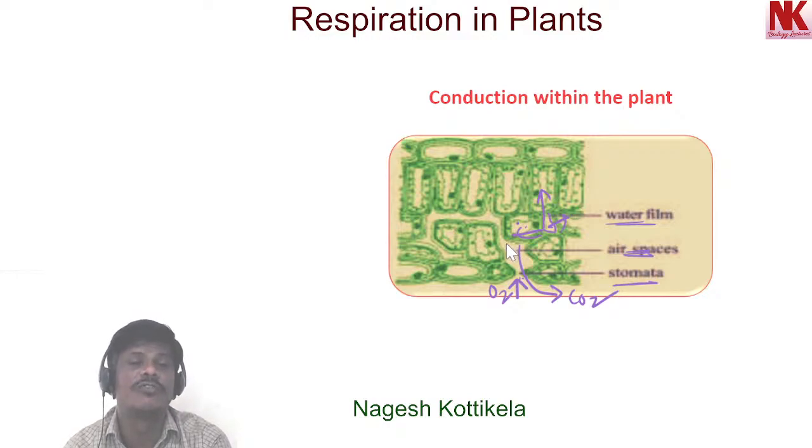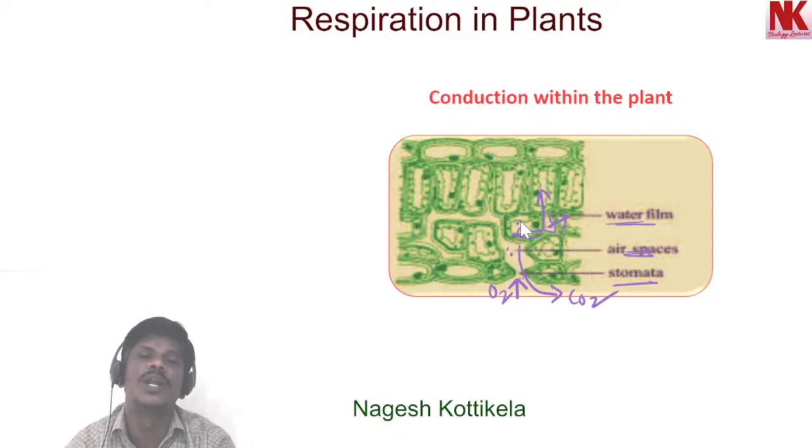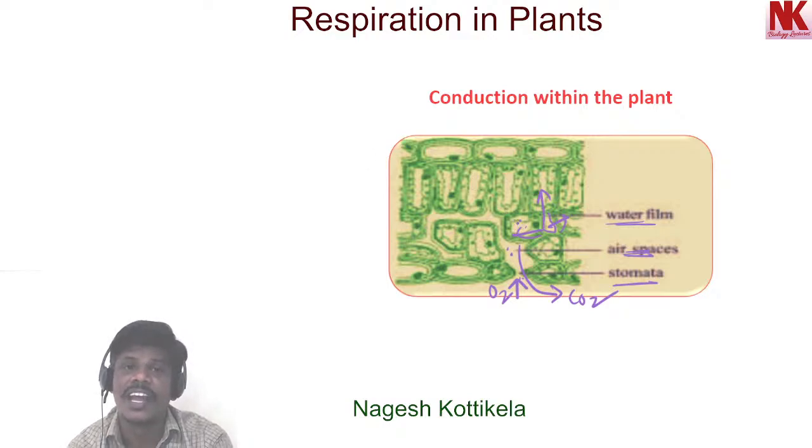Gradient means difference in concentration. Oxygen is diffusing from higher concentration to lower concentration. Okay, so that is what diffusion is. A gradient is responsible. The concentration gradient of oxygen is responsible for the diffusion process here.